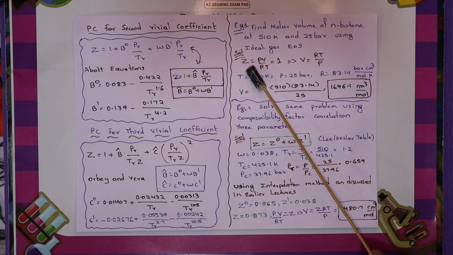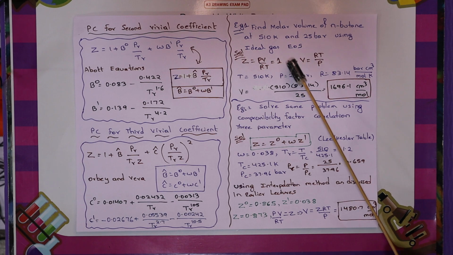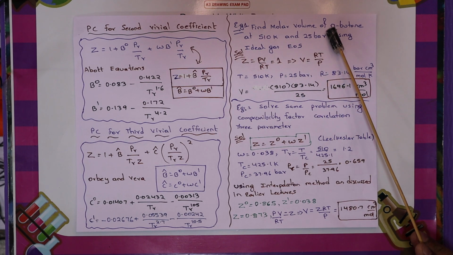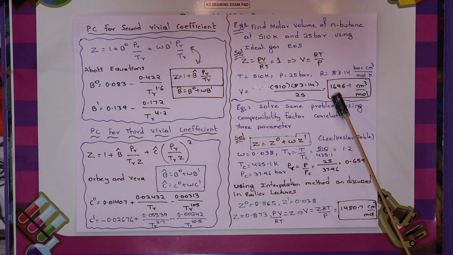So Z, that is the compressibility factor, can be calculated by PV by RT equal to 1 for ideal gas. So volume is equal to RT by P. R we know, T and P are given. So the molar volume of N-butane at this temperature and pressure conditions is 1696.1 centimeter cube per mole.